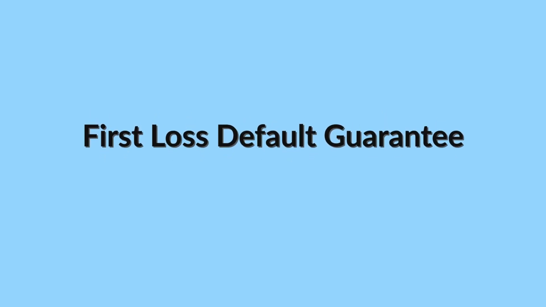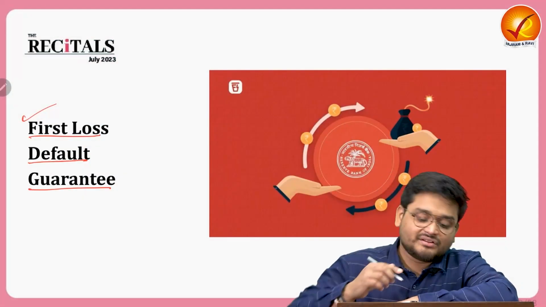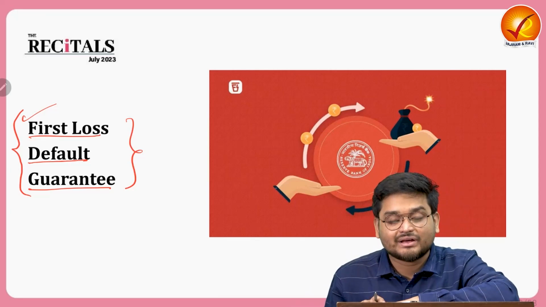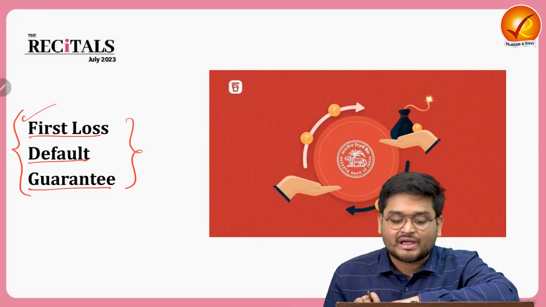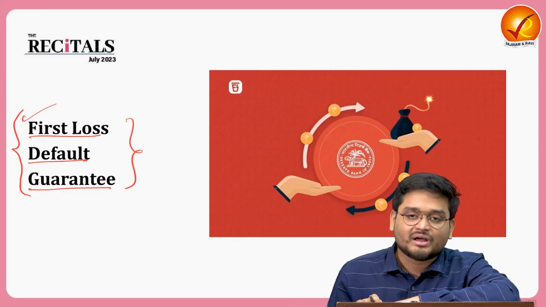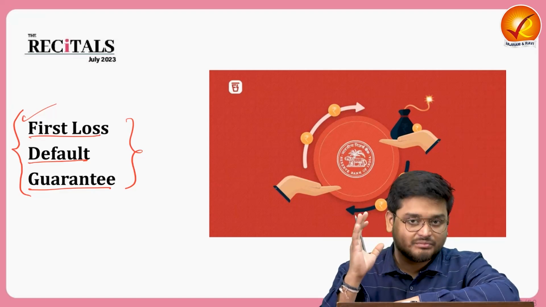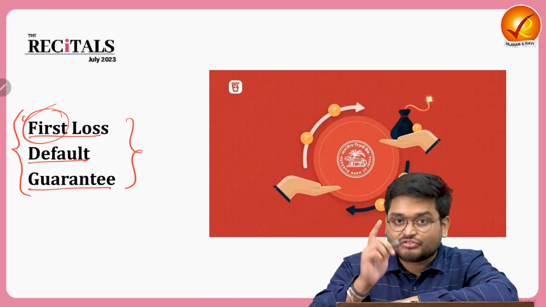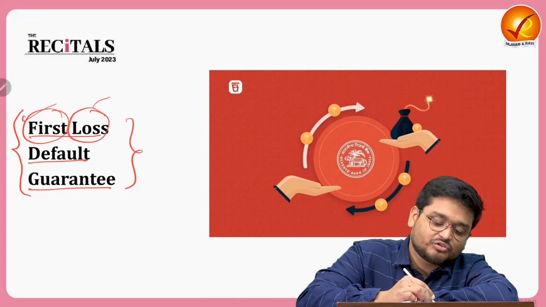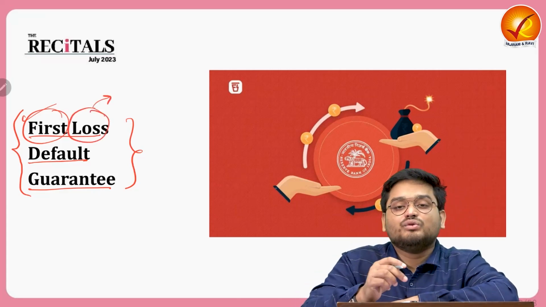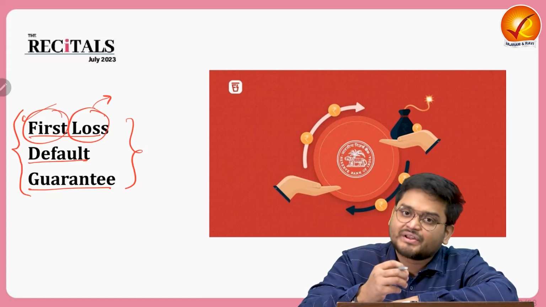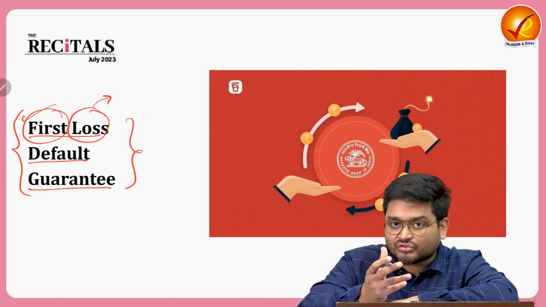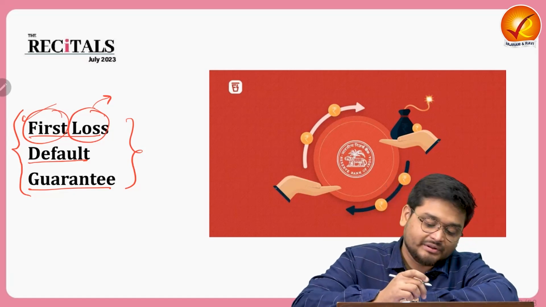First loss default guarantee. This is actually a very interesting thing that is followed in the banking economy of any country. And in India, this is also followed. And here, let us break down the terms. See, first means, first obviously. Then loss means something pertaining to financial loss of any company, of an institution. So, it can be a loss with respect to financial property.